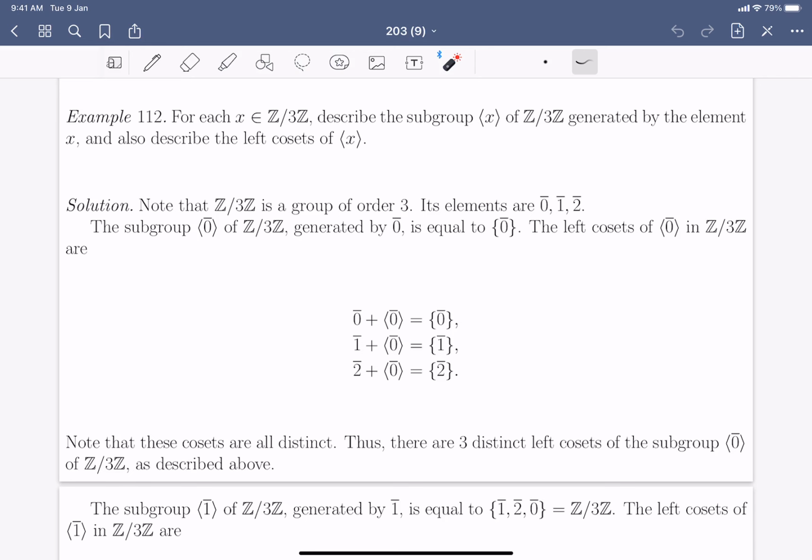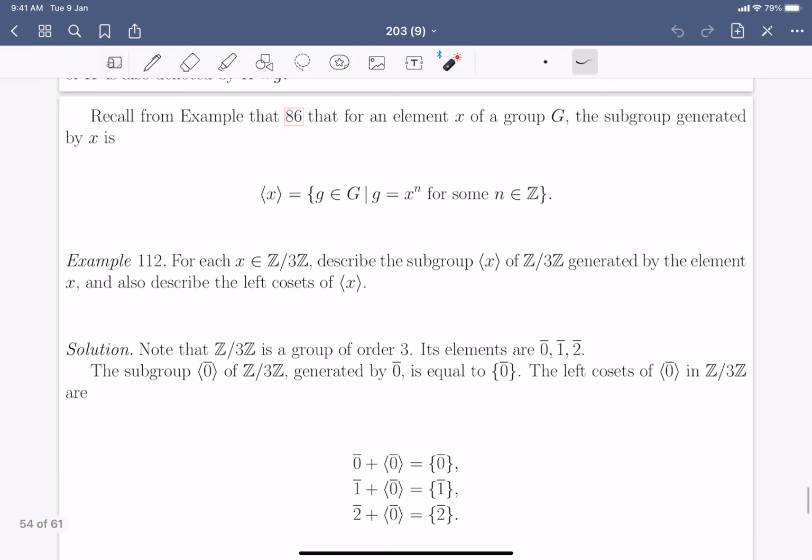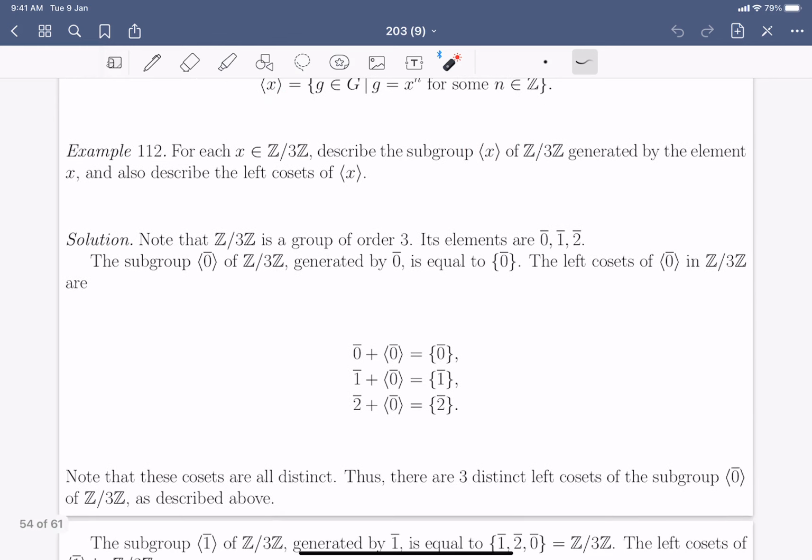So this example deals with the group Z mod 3Z and asks to describe the subgroup of Z mod 3Z generated by an element X, for each and every element X. So for each element X, we have to determine or describe the subgroup of Z mod 3Z generated by the element X. Certainly we can write this symbol, but this is not a description, right? This is just a notation.